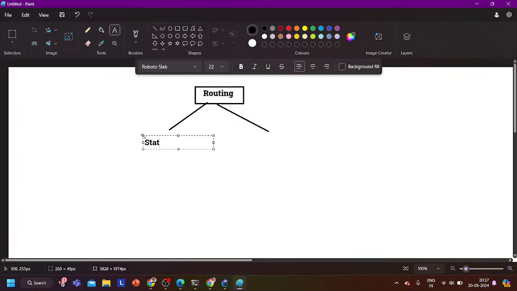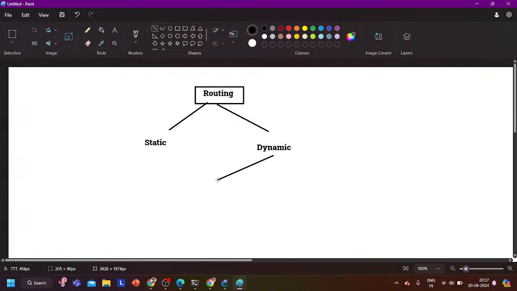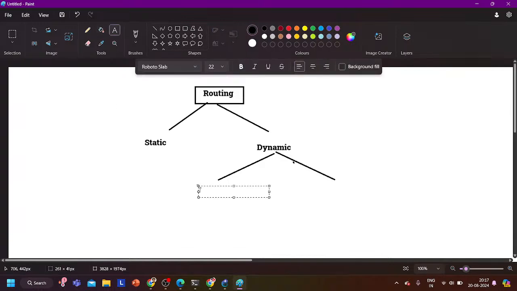Two. Very good. The first one is IGP, and the second one is EGP. IGP stands for Interior Gateway Protocol, and EGP stands for Exterior Gateway Protocol.